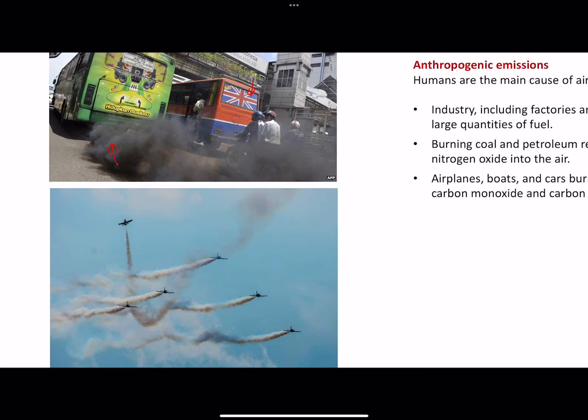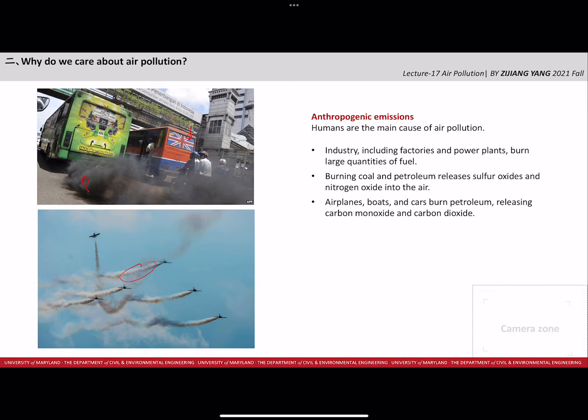Okay. And the aeroplanes. Yeah, the aeroplanes can also emit air pollutants, and they just stay in the atmosphere. So basically, industry, including factories and power plants, will burn large quantities of fuels and emit air pollutants. The burning of coal and petroleum releases sulfur dioxide and nitrogen dioxide into the air. Also, aeroplanes, boats, and cars will also emit air pollutants.